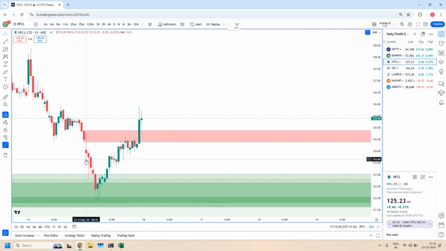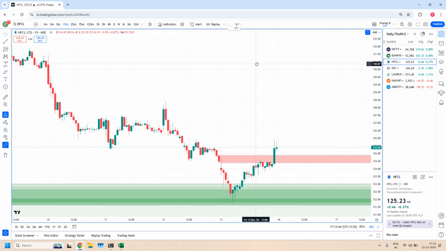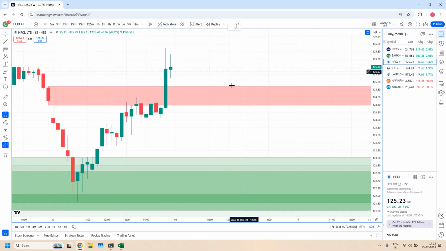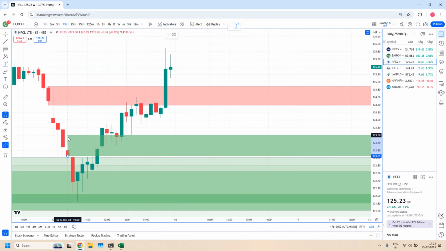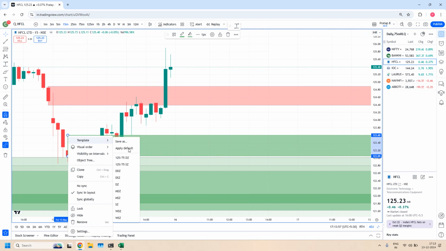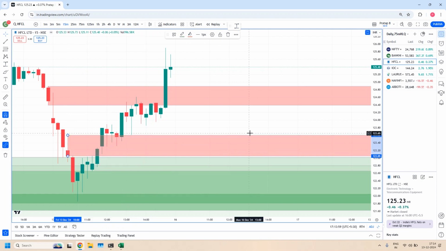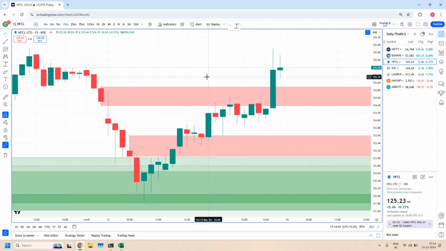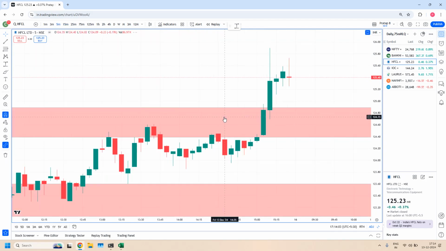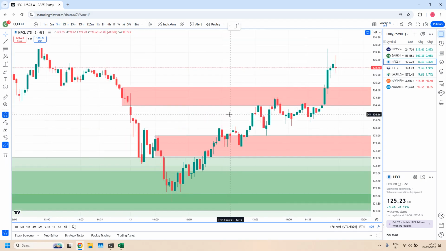We have drop base drop. There is a possibility some of you may consider this drop base drop and exit. That possibility is also there. You may book your profits here.